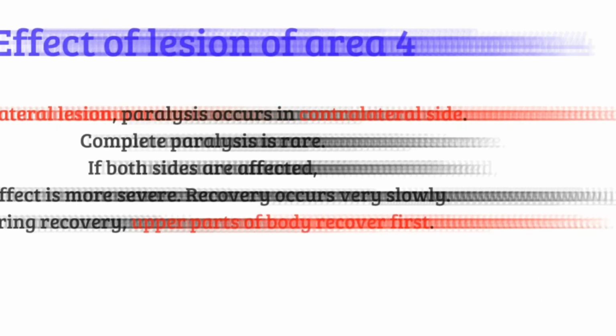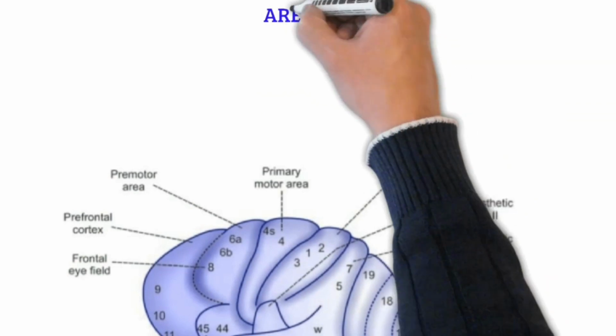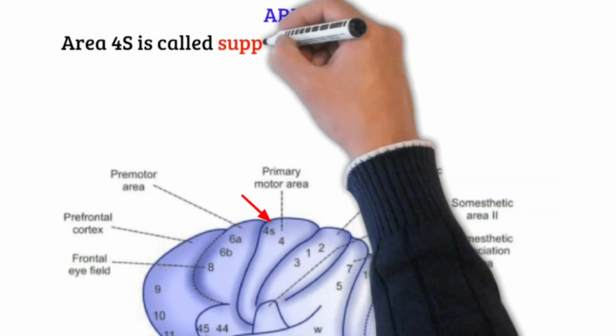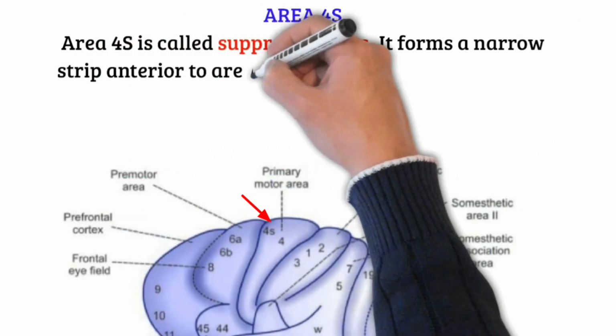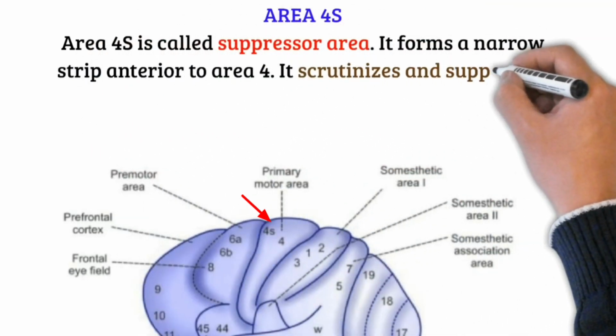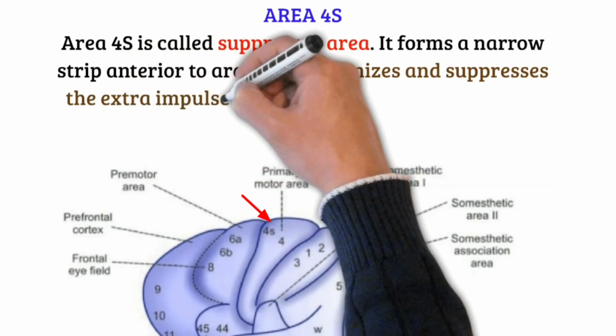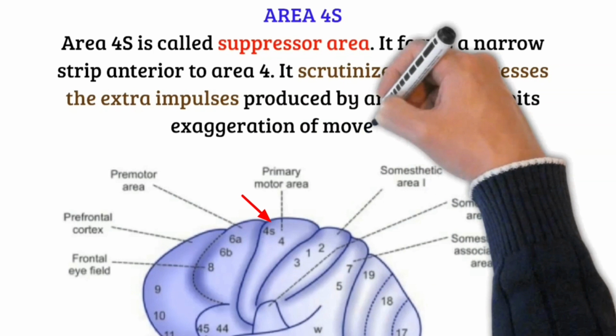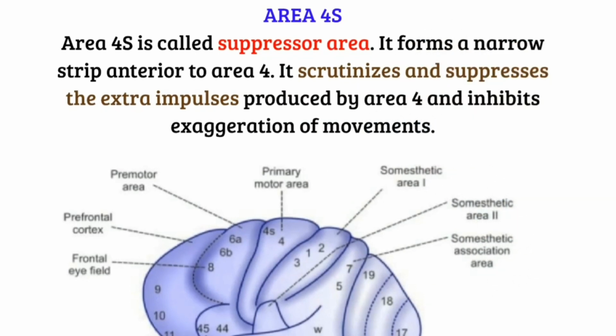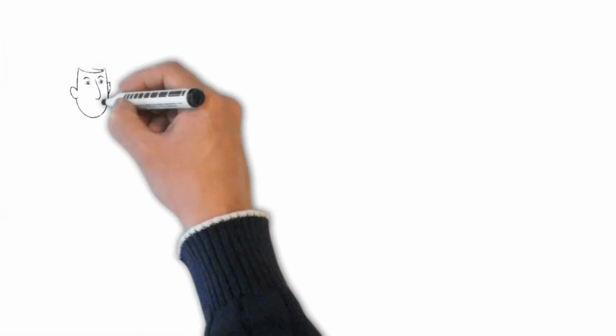Now we will learn area 4S. Area 4S is called the suppressor area. It forms a narrow strip anterior to area 4. It scrutinizes and suppresses the extra impulses produced by area 4 and inhibits exaggeration of movements. So this was all about primary motor area.